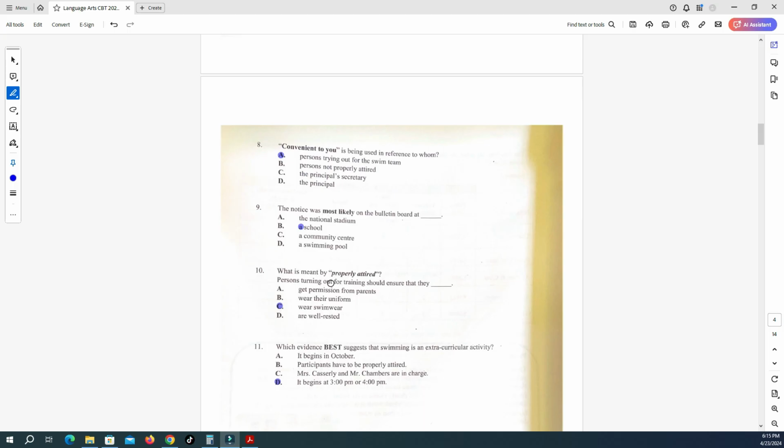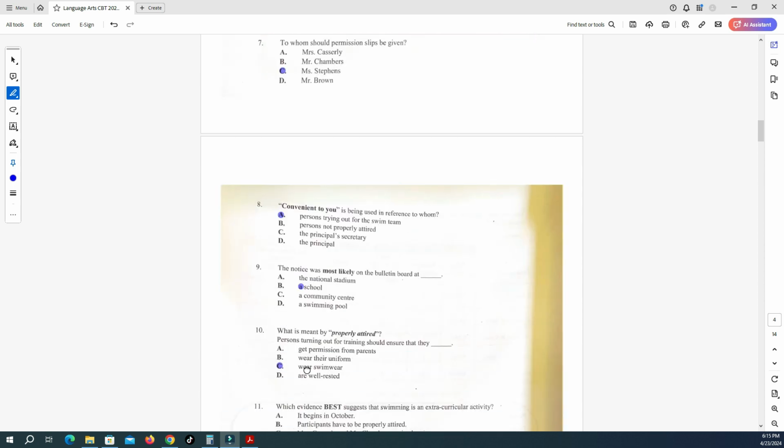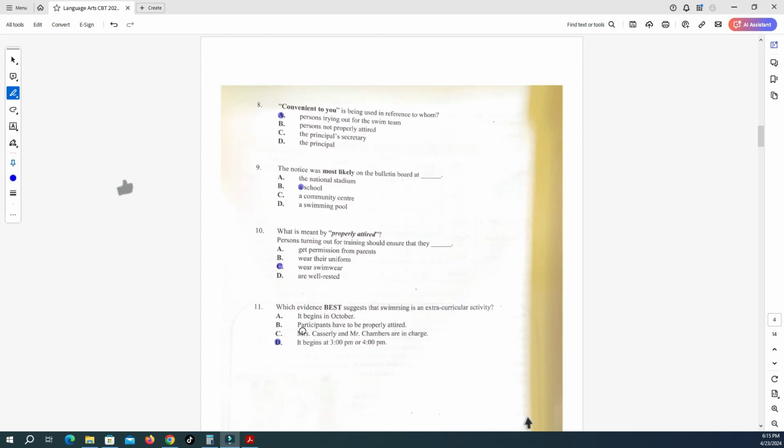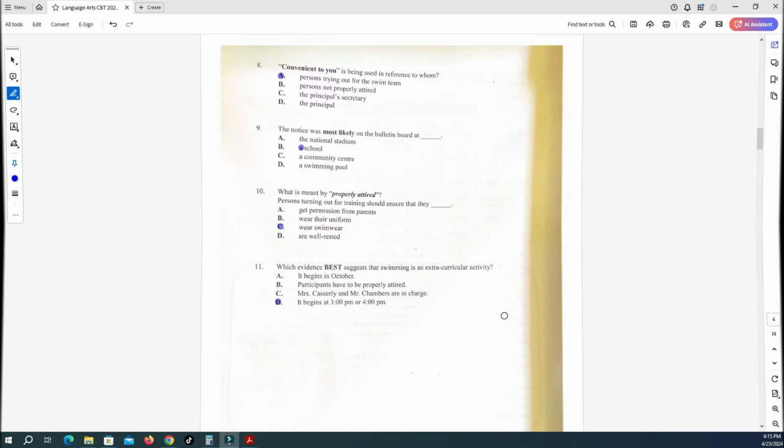Number 10, what is meant by properly attired? Well, if it's for swimming, I chose that you need to have swimwear. That's properly attired. Which evidence best suggests that swimming is an extracurricular activity? Because of the timing, it's not because it begins in October. These are just not correct to me. I chose it begins at 3 p.m. or 4 p.m., which is done outside of school hours to me. So that's why I chose that, right?